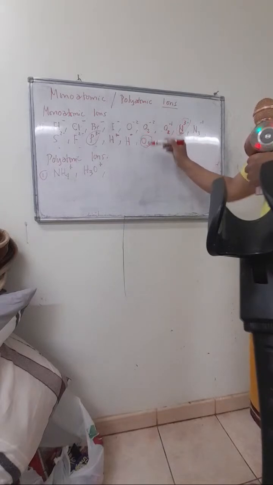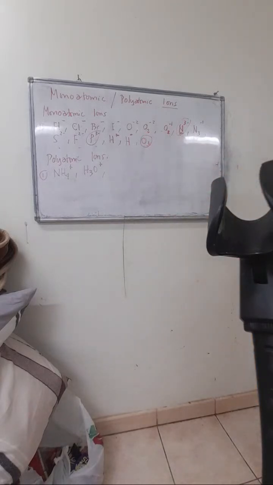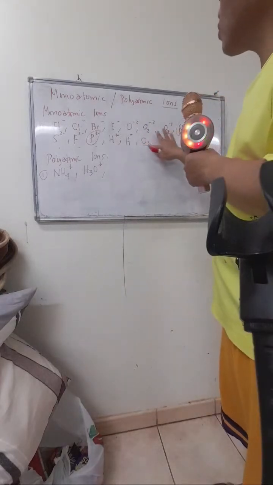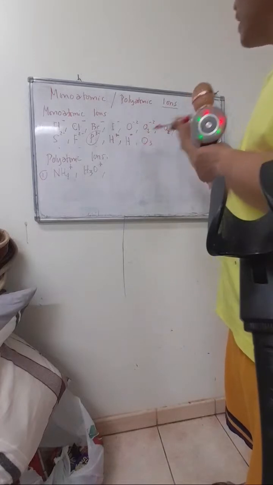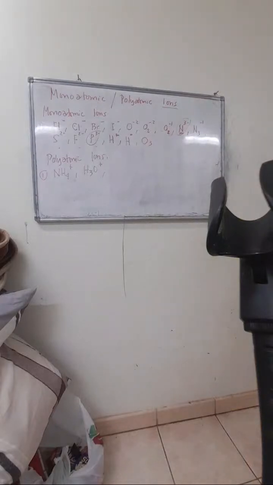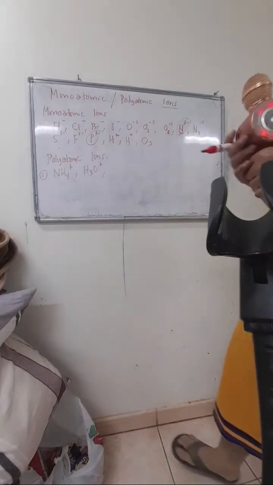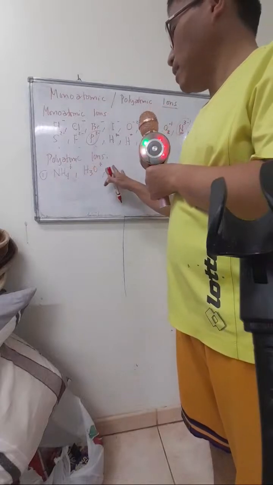O3 is the chemical formula of the ozone layer, which protects from the sun's light. So it's negative 2 again also. Let's put also the ozone, O3. O2 is very easy, no need to be worried about that, but still negative 2. Now for polyatomic ions, NH4 positive, H3O positive.